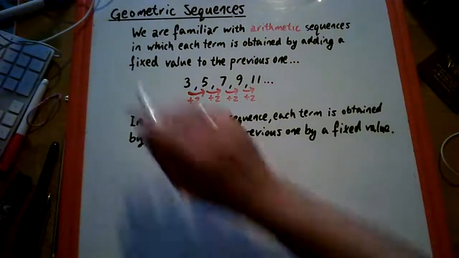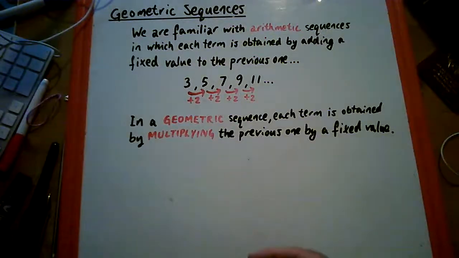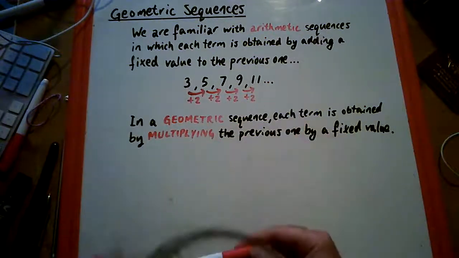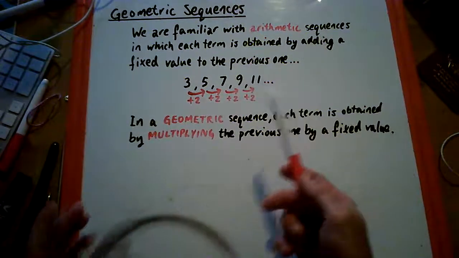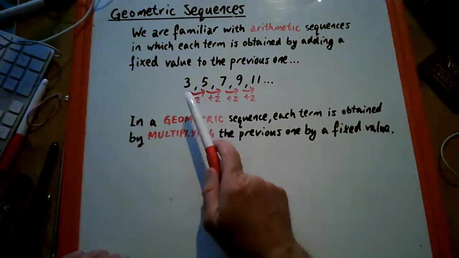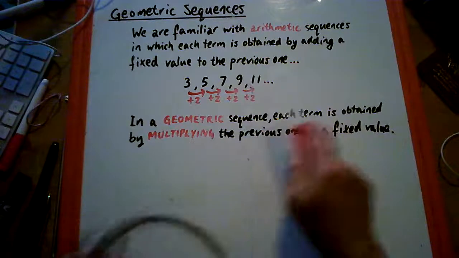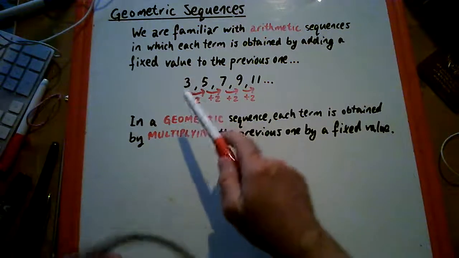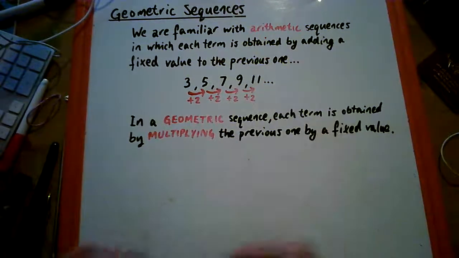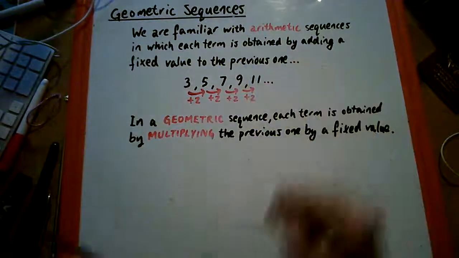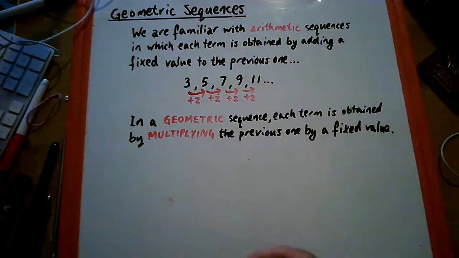Okay, so we're familiar with arithmetic sequences, where each term is obtained by adding a fixed value to the previous one. So for example, the sequence 3, 5, 7, 9, 11. Each time you're just going plus 2, plus 2, plus 2, plus 2. So that's known as an arithmetic sequence. You're adding something each time, and then you get the next value.